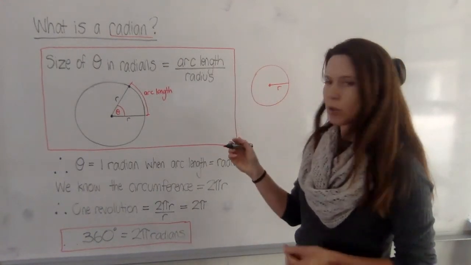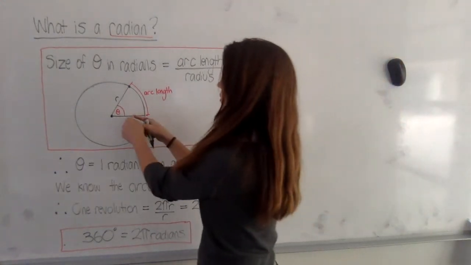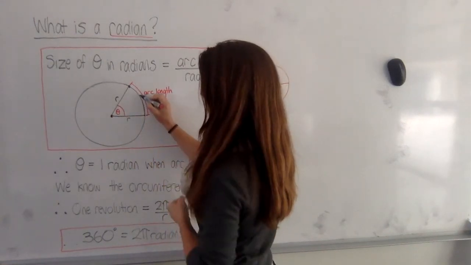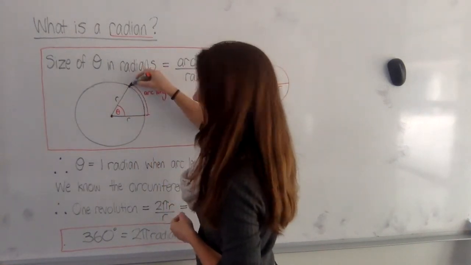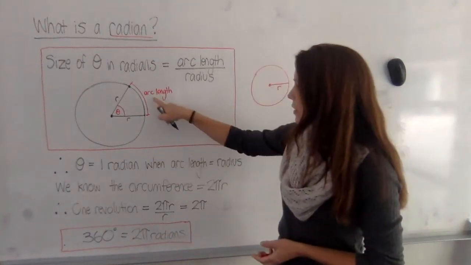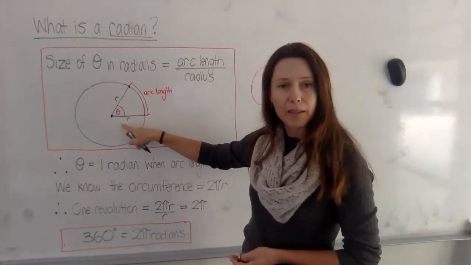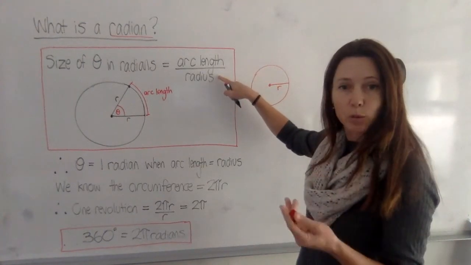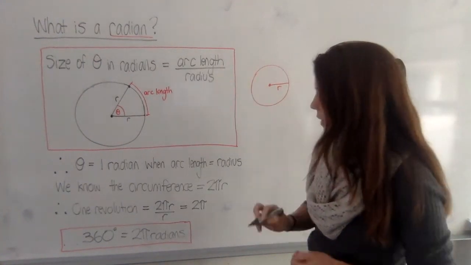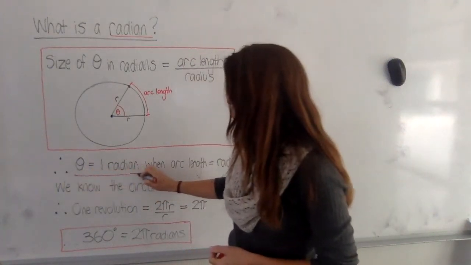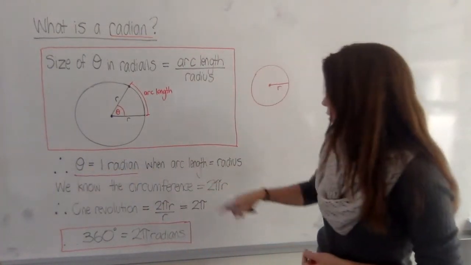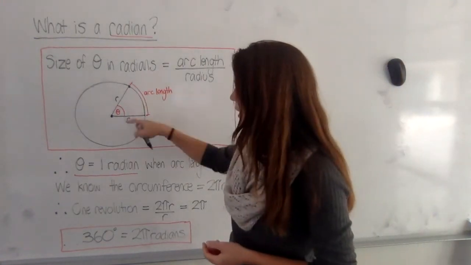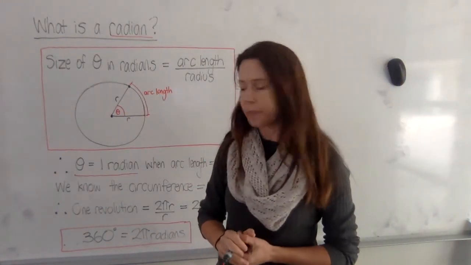Now, what would happen if we took a piece of string that was the length of the radius exactly, and then we started it here and we laid it out along the circumference, and it came to around about here? Well, if the arc length was exactly the same as the length of the radius, what we'd have is radius divided by radius, which would be 1. And that gives us our definition of 1 radian. 1 radian occurs when the arc length is equal to the radius. So that's roughly what I've drawn here, and this is around about the size.